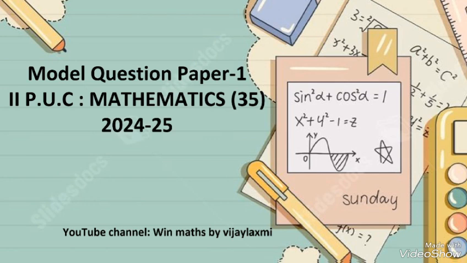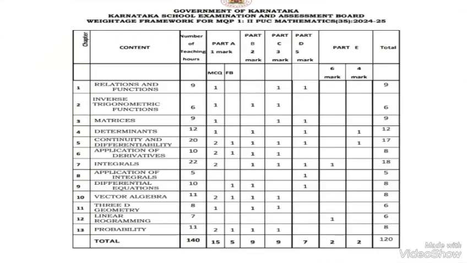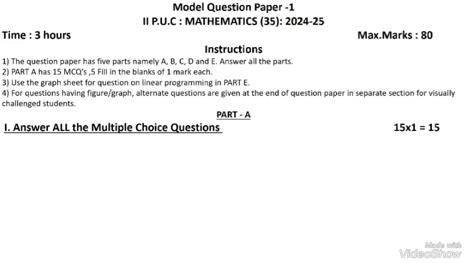Here in this session we will discuss the model question paper for second PUC Mathematics 2024-25. In this question paper we first have to check the weightage or framework, otherwise also called the blueprint. There are totally 13 chapters, and based on these chapters the model question paper is prepared. The total time duration for solving this question paper is 3 hours, and the maximum marks is 80.